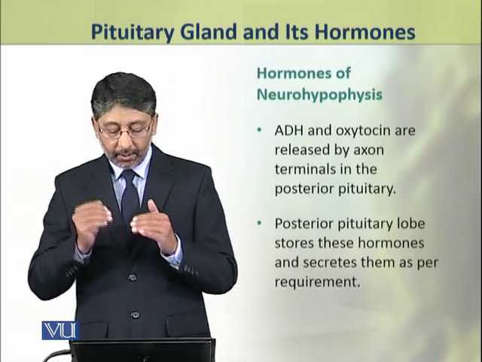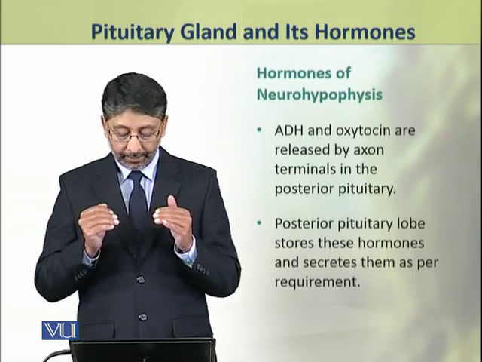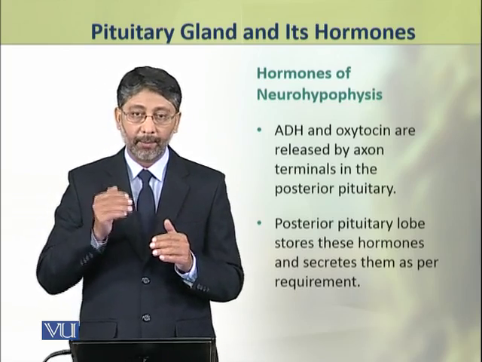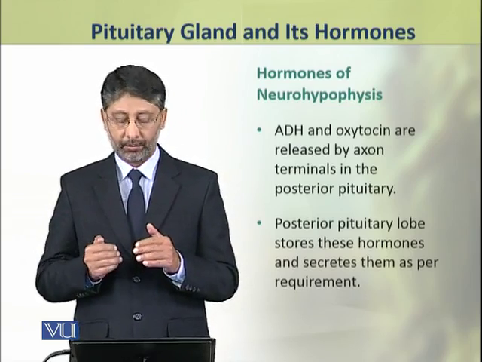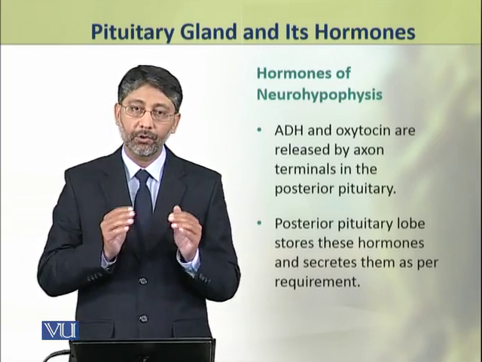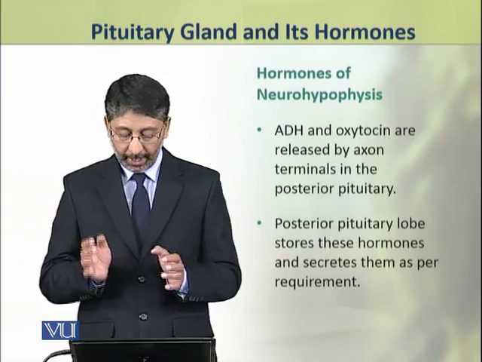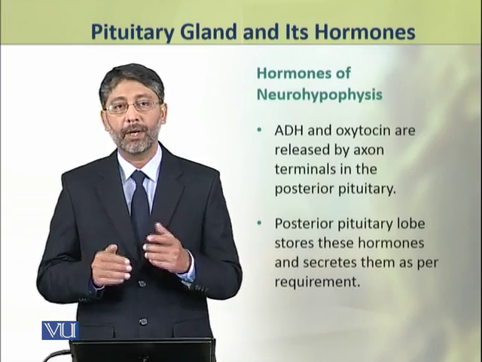The ADH and oxytocin are released by the axon terminals in the posterior pituitary. Posterior pituitary lobe stores these hormones and secretes them as per requirement.